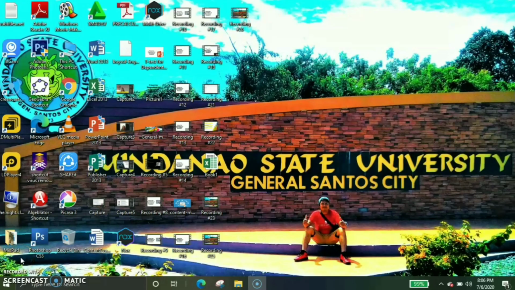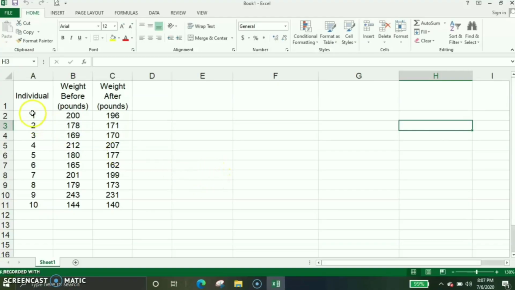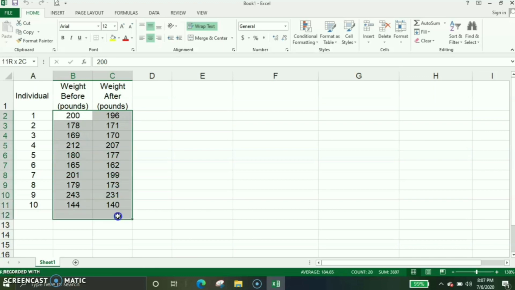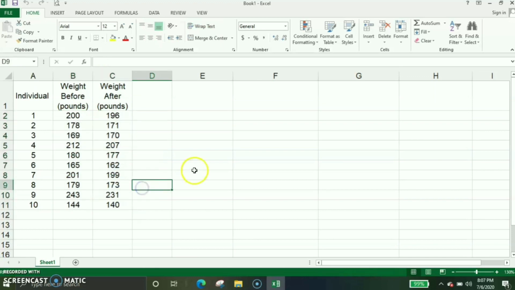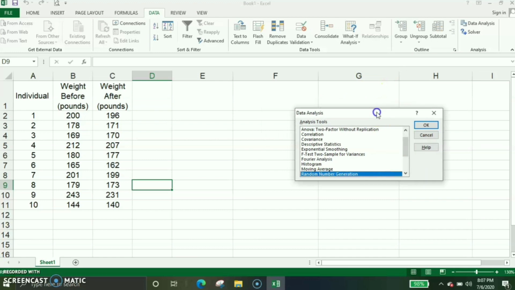This time, I will be teaching you how to do statistics in Excel. On my desktop, I will be finding the data which I encoded earlier, and that is on Book 1. Double click, and here it is. We have three columns: individual, weight before in pounds, and weight after in pounds. Just make sure that all data encoded here are accurate. Next thing we do is to click Data, find Data Analysis, click, and a pop-up will appear. Scroll down and find t-test.